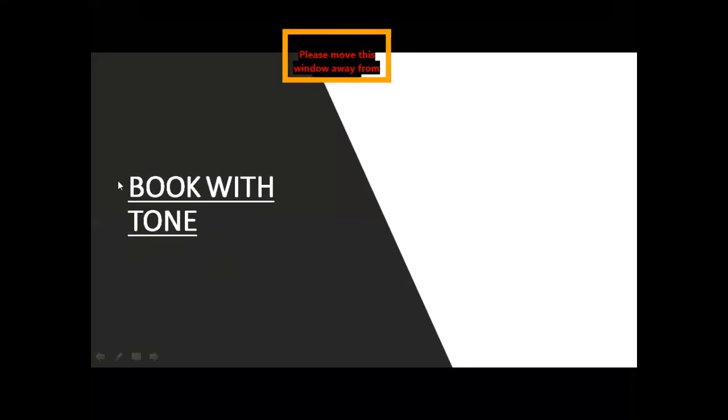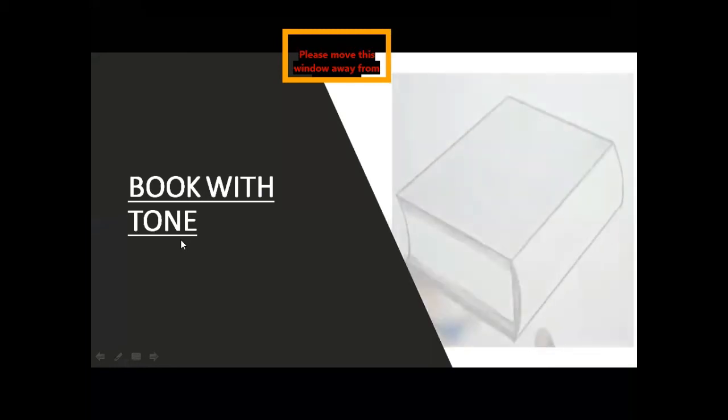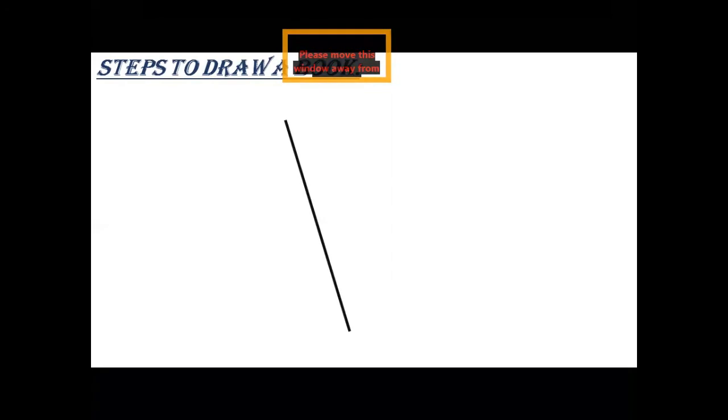Now we will move towards the book with tone. This one is the book and we will draw it. To draw a book, we will take two slant lines.